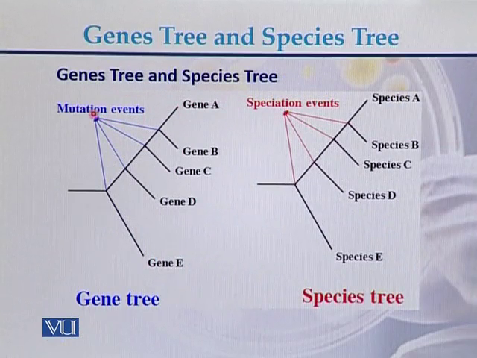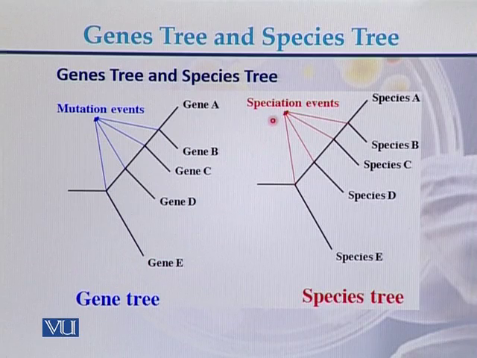As a result of mutation events, a single gene was converted into 5 different genes: gene A, gene B, gene C, gene D, and gene E. All these 5 genes, due to the event of mutation or the process of evolution, separated from each other. When they are represented in the form of a tree or phylogenetic analysis, it is called a gene tree.